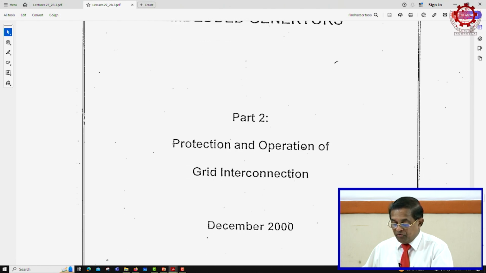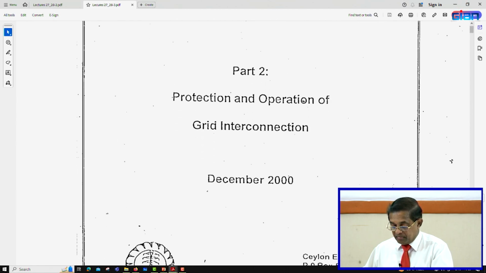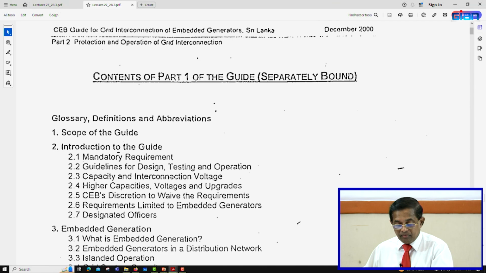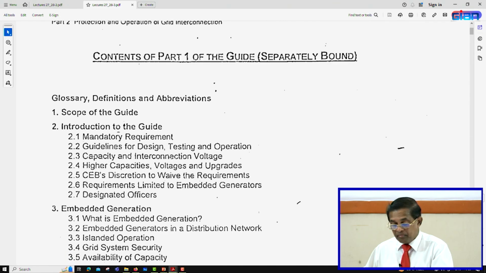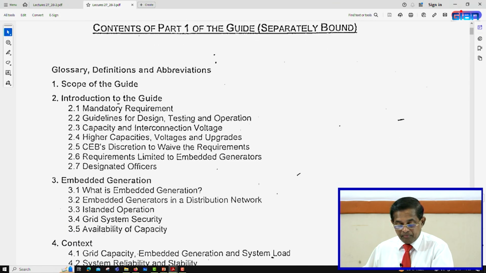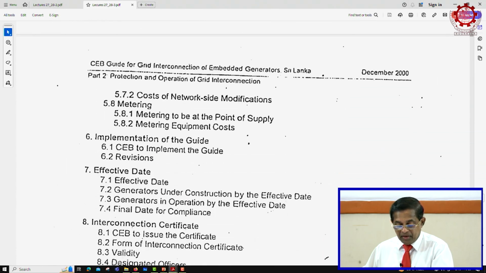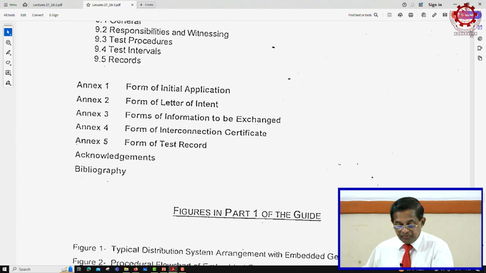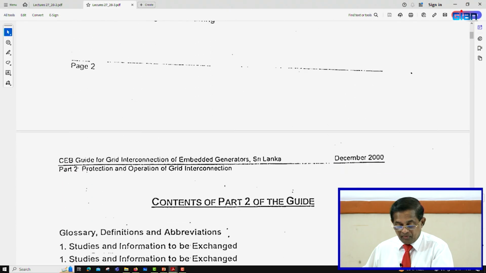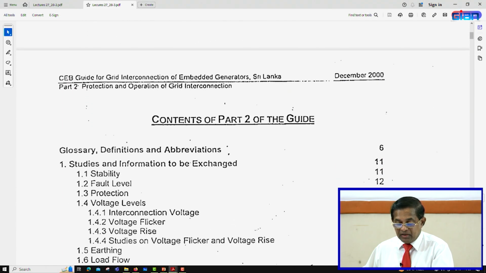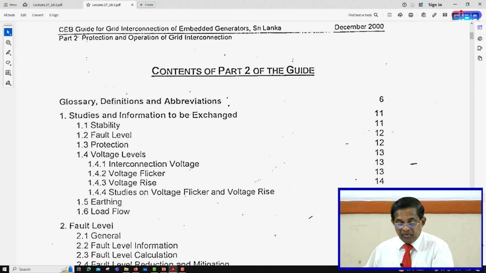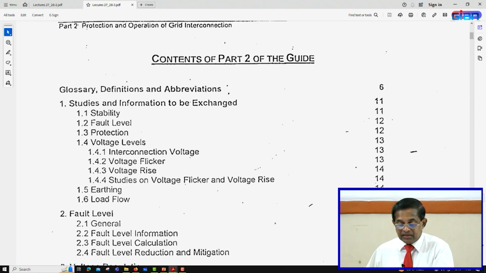Protection and operation of grid interconnection of embedded generators. This is the first part, which gives the entire thing, and we should look at part 2. This is part 2 that we are looking at: studies and information to be exchanged, stability, fault level, protection, voltage level.